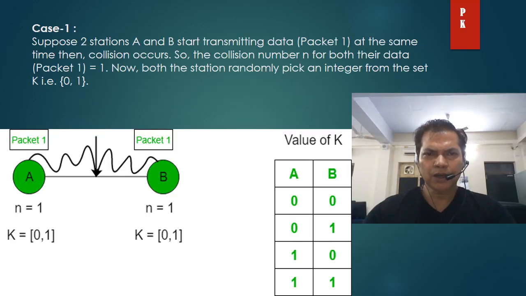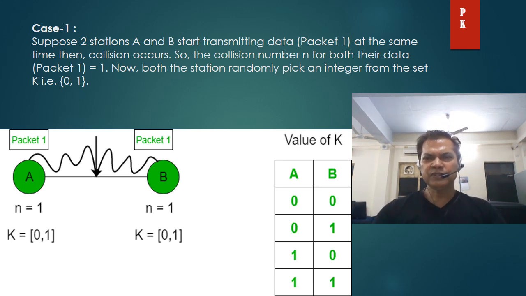Just see how a collision occurs in any network. Suppose there are two stations, two nodes A and B, both trying to send data at the same time. As in this diagram, you can see A is trying to send data to B and B is also trying to send data to A, and both data collide at the same place, so a collision occurs. Once a collision occurs, both stations or nodes will not be able to send the data.